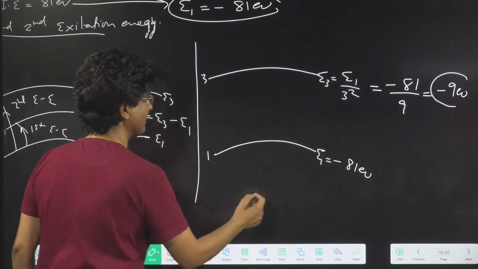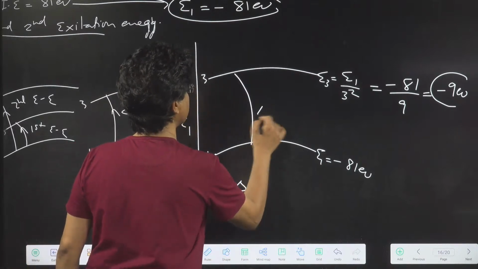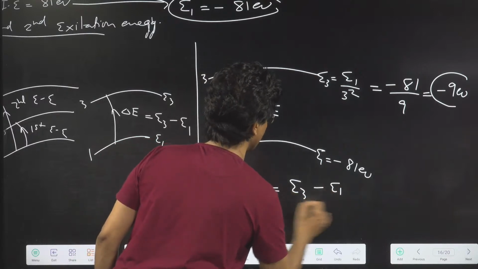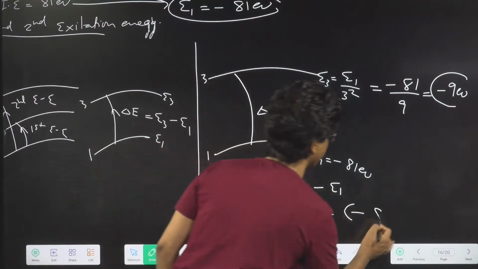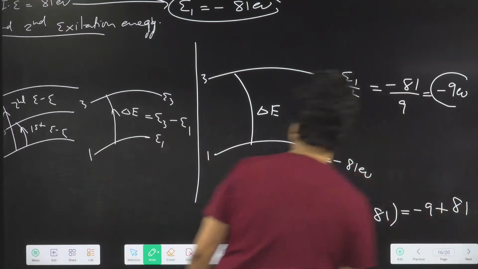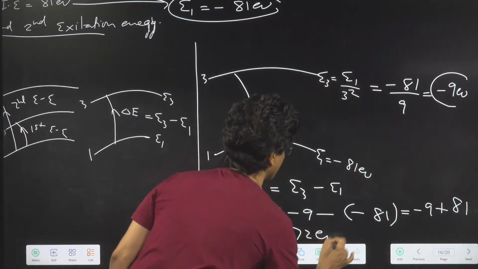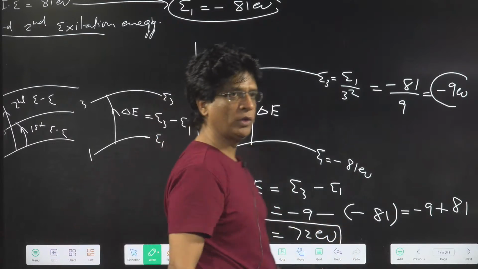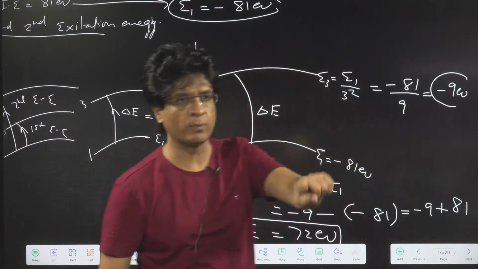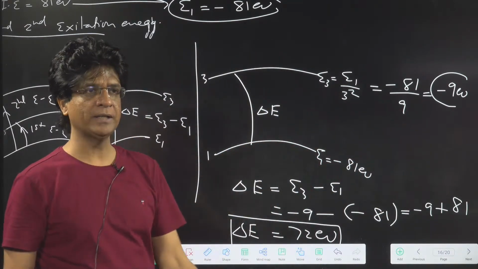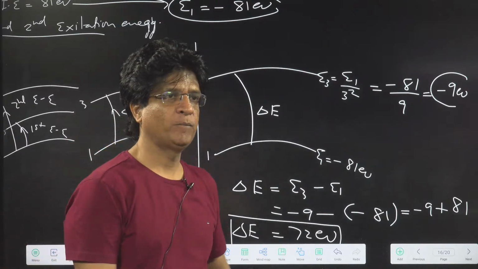Yes, very good. And then delta E will be E3 minus E1. Minus 9 minus of minus 81 will be equal to minus 9 plus 81, and this will be equal to 72 electron volt. You will be supplying 72 electron volt for the electron to go from orbit number 1 to orbit number 3. Is that clear?